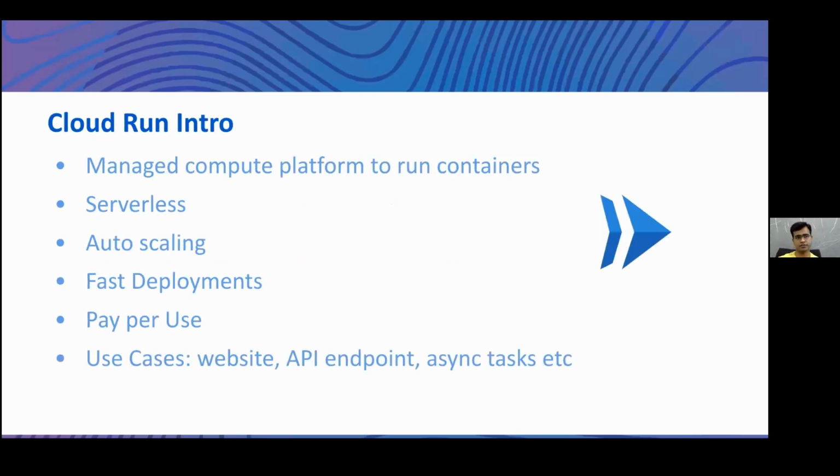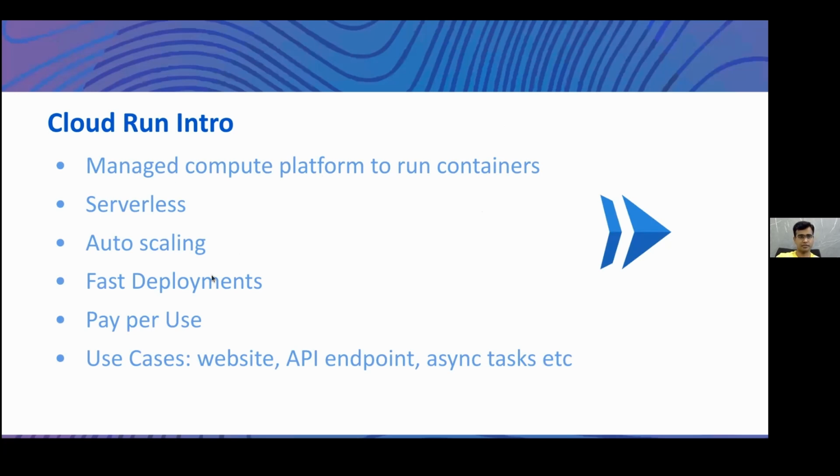So Cloud Run introduction. So what is Cloud Run? It's a managed compute platform from Google Cloud to run containers. So it's serverless. All you need to supply is the container image, and the underlying infrastructure will be taken care of. That includes auto scaling. You need to specify the minimum and max number of container instances to be run, and it will take care of auto scaling, scaling up or down based on the incoming requests.